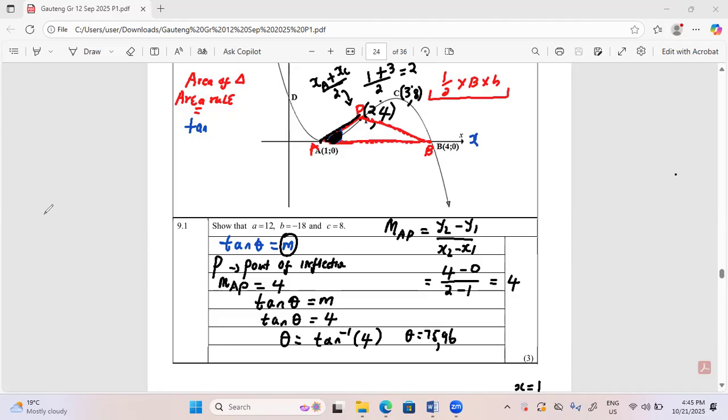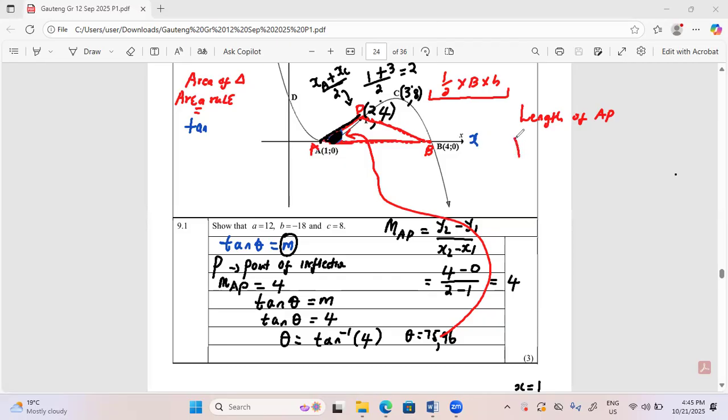Theta is 75.96. It means that this angle here is 75.96. I'm going to call it the included angle of the sides AP and AB. So what you need to do is find the length of AP. How do you find the length of AP? You use the distance formula.